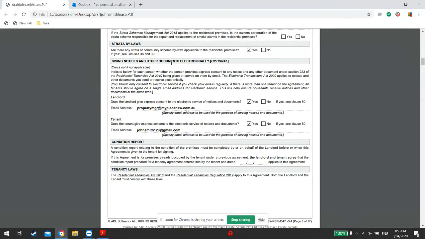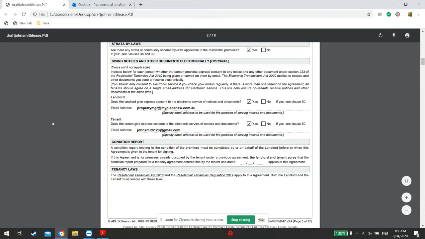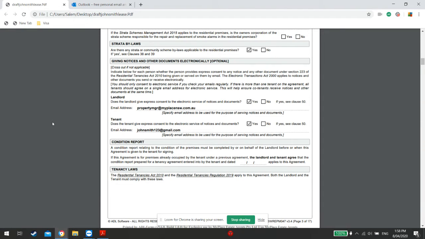Giving notice and other documents electronically. So we would prefer that everyone is able to be given notices and documents electronically. It will enable more efficiency, and this area just ensures that you're happy with that.